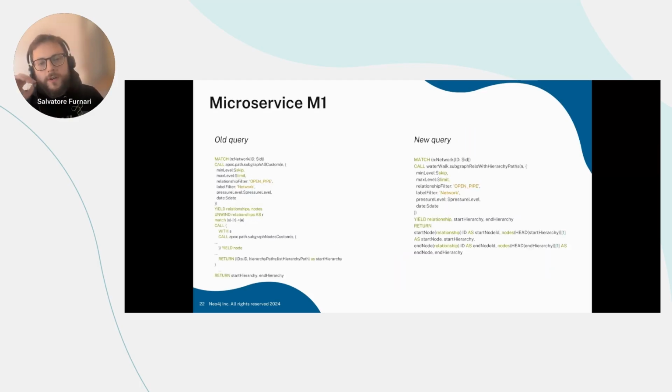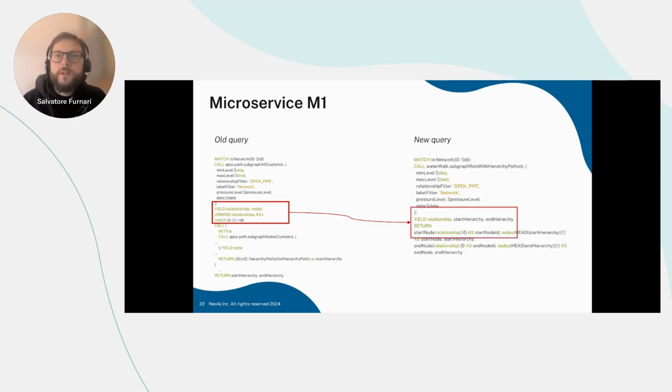So this is the first microservice. On the left, you can see the previous query. On the right, the new one. Here, there is what they call a hidden aggregation. You don't see the collect keyword, but there is still a hidden aggregation in the APOC plugin, which collects relationships and nodes. In the new plugin, I removed this, and I return relationships as a stream. So I reduce the overall memory footprint of the query.